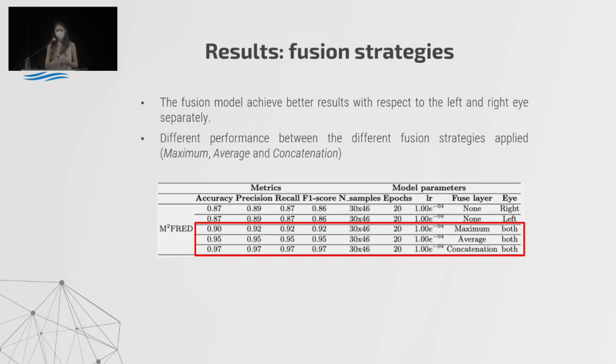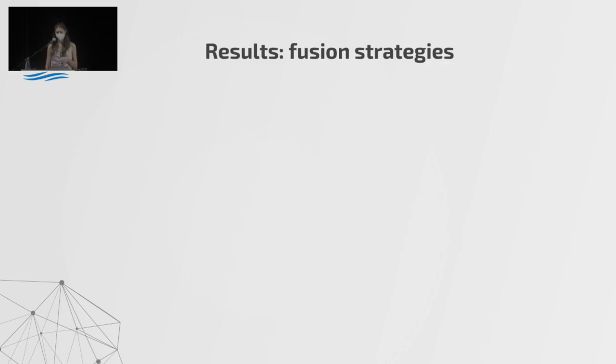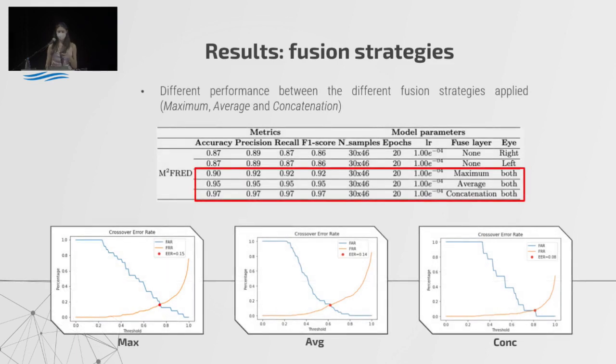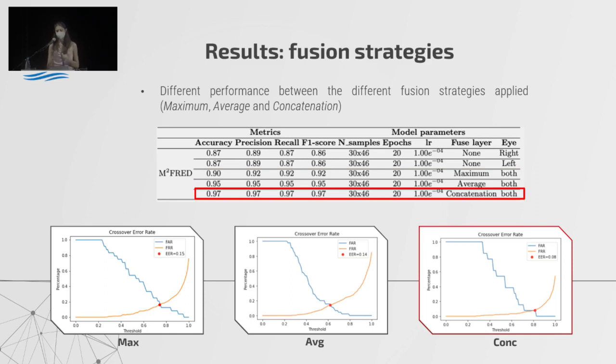see also different performance between the different fusion strategies that we applied, so different performance for maximum, average and concatenation layer. So focusing on this part of the experimentation, we can see that the best fusion layer is the concatenation layer, which achieved the best performance with a 0.97 of accuracy. Also for the equal error rate, we have an equal error rate of 0.08.